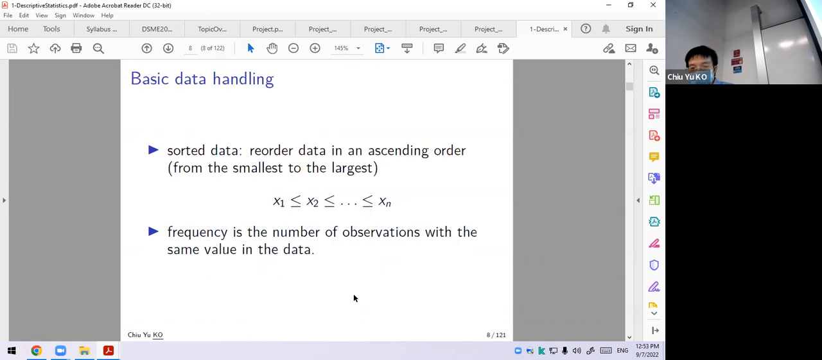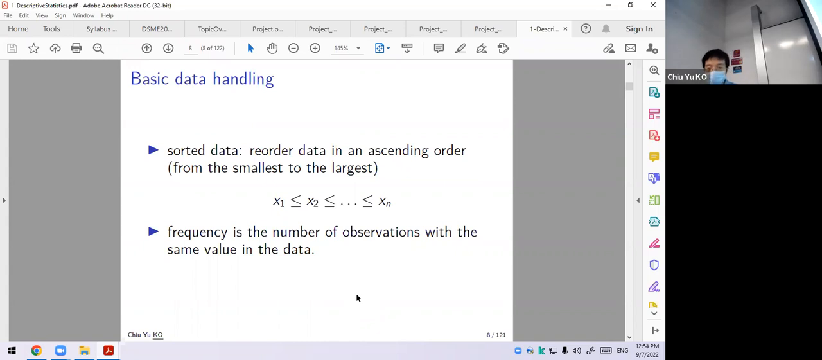Second, we define what sorted data is. Something you know easily. It's just like we sort the data from the smallest to the biggest. Basically we order them. x1 is the smallest, x2 is bigger, and up to xn. So it's okay for x1 to equal x2, so it is a less than or equal to sign.